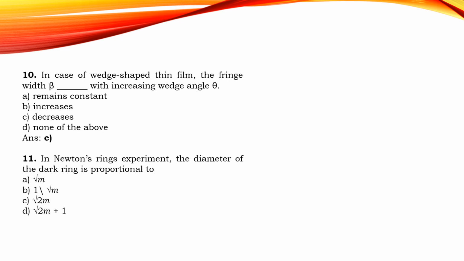Next is in Newton's ring experiment, the diameter of the dark ring is proportional to, and the options are under root of m, 1 upon under root of m, under root of 2m, under root of 2m plus 1. And the right answer is option A, under root m.